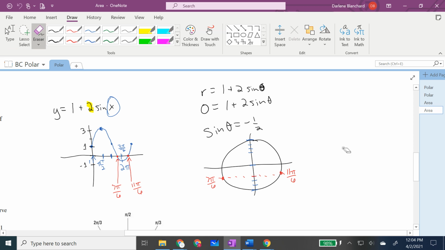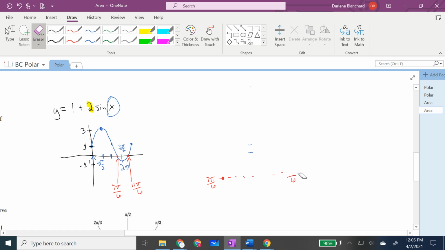Really, the big thing with you drawing a graph is to understand where the curve exists. And a lot of times I set up my integrals based on the Cartesian graph that I'm more familiar with, because I can see really clearly with the Cartesian graph that the inner loop occurs between 7 pi over 6 and 11 pi over 6.